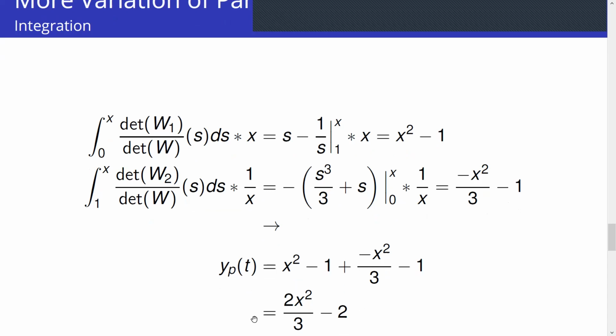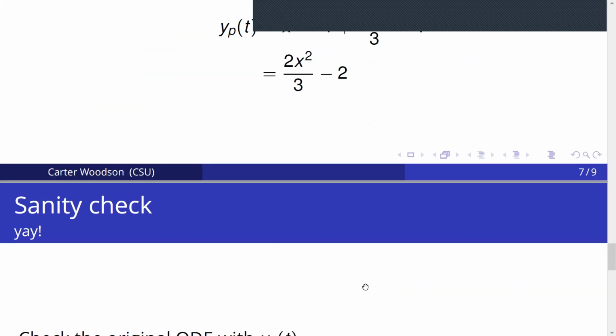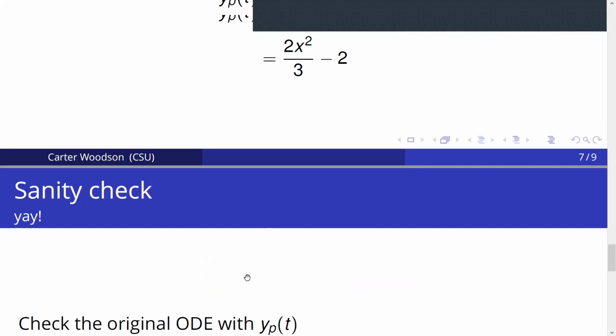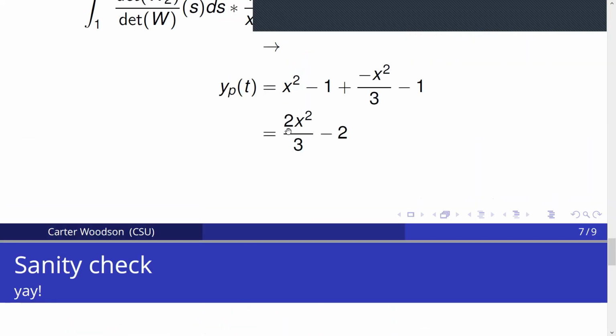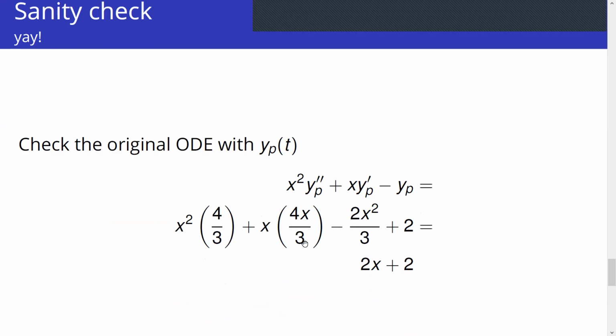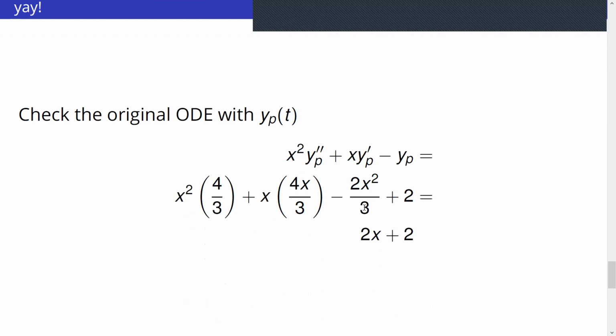So this is what we get for our particular solution, and we would like to go ahead and check to make sure that this actually satisfies the original ODE. So we take the second derivative, 4/3 up above. You see we have 2 from the power rule. So we have 4/3 for the second derivative, 4x over 3 for the first derivative, and then here's the function itself here at the end. And we simplify everything out to get 2x plus 2, which is exactly the particular solution we were looking for.